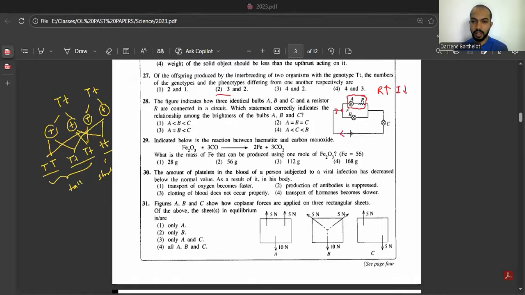Right? So here A should have the least current. Why? Because there is a resistance connected in series. So the total resistance will be increasing. When resistance increases, current decreases. So A should be having the lowest.